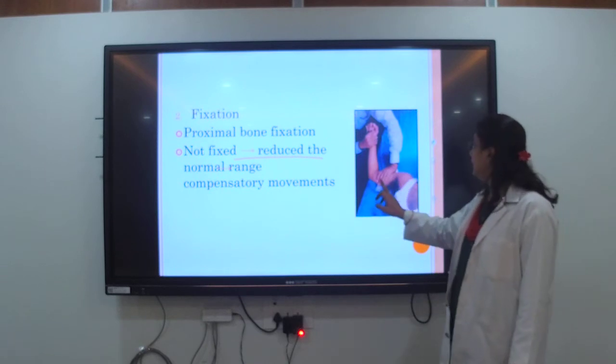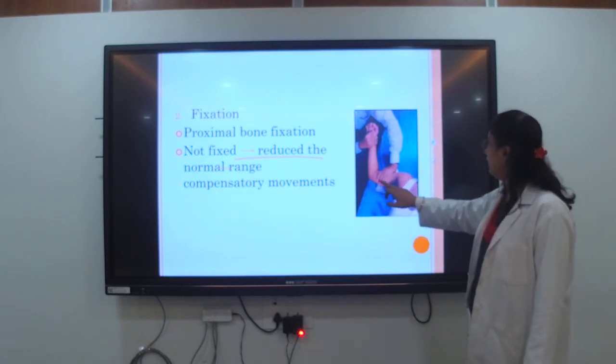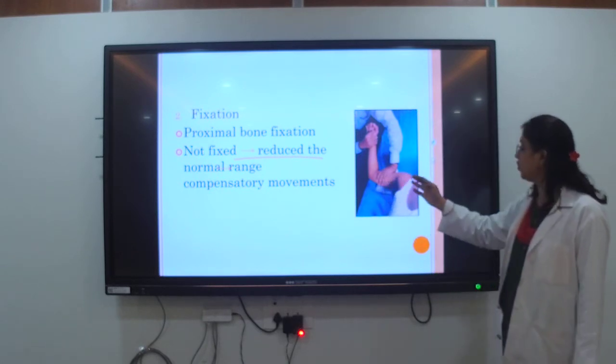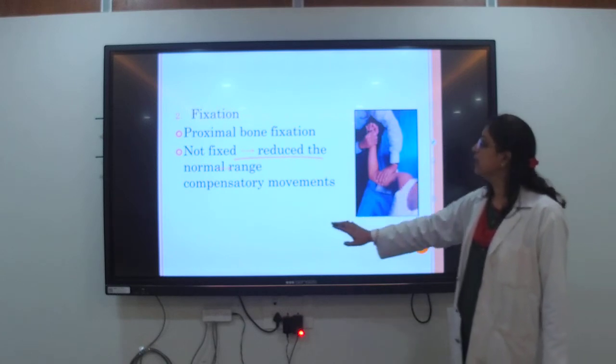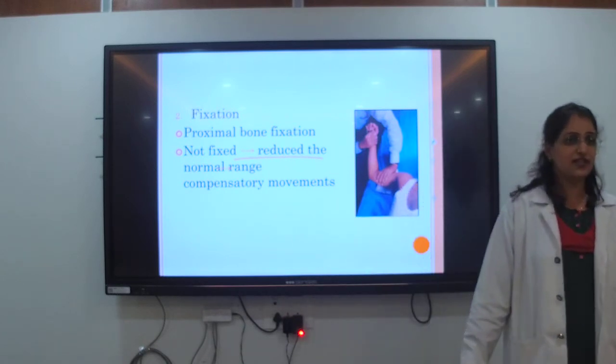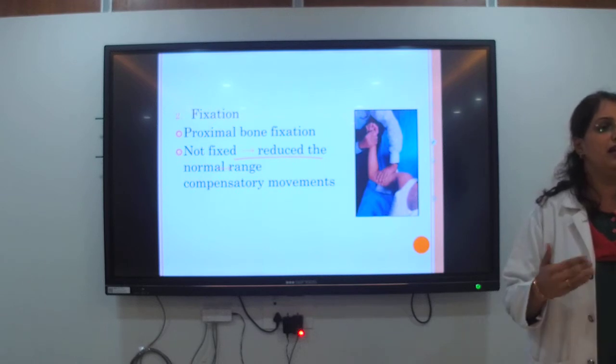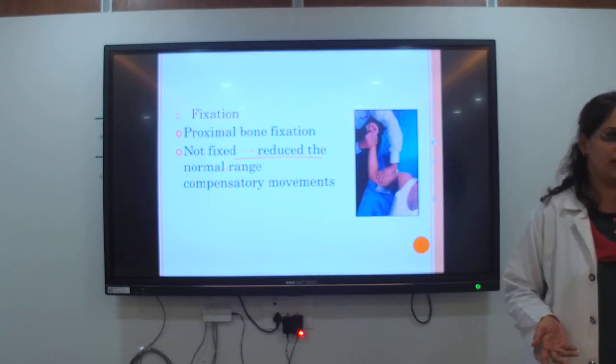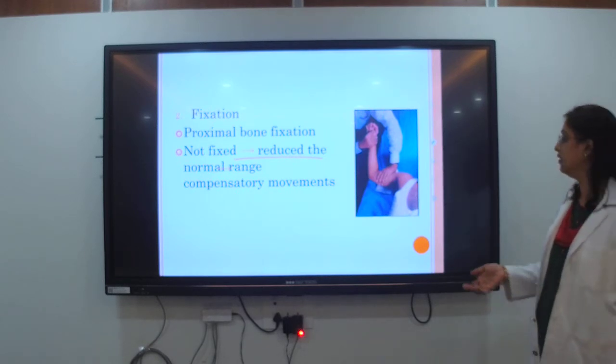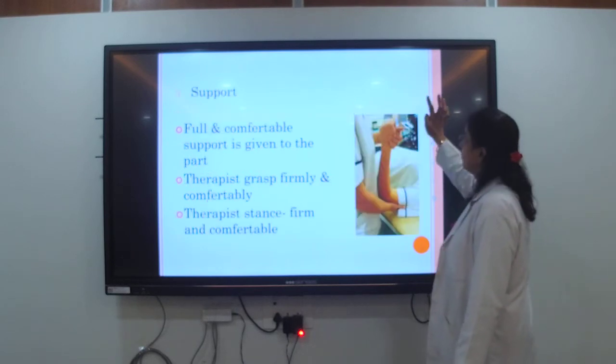Then see, for shoulder abduction, the scapula is already fixed. If you do not fix the proximal bone, then it will lead to compensatory movements, and you will not get good results.